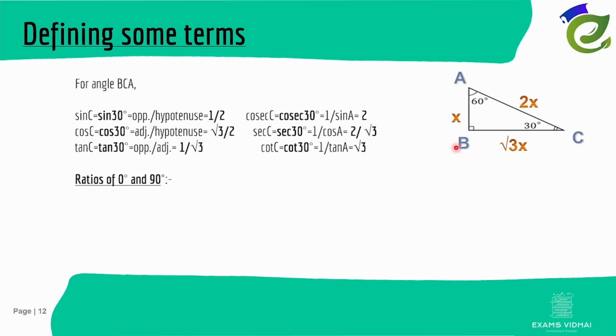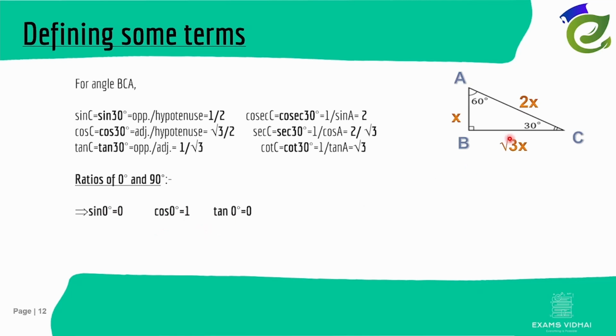If that's the case, then what will be the opposite side? The opposite side will be AB, which is 0 here. So the opposite side will be 0, and the hypotenuse doesn't matter. Whatever the hypotenuse, your opposite side is 0. So the numerator is 0. Sine 0 will be opposite by hypotenuse, which is 0. So sine 0 equals 0. That's what I've written here, sine 0 equals 0.